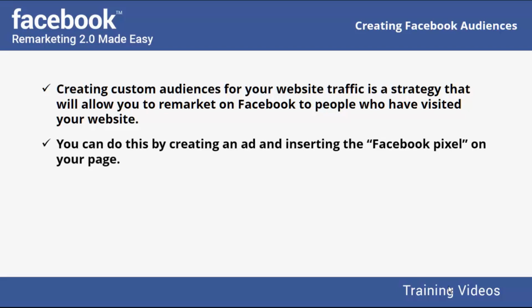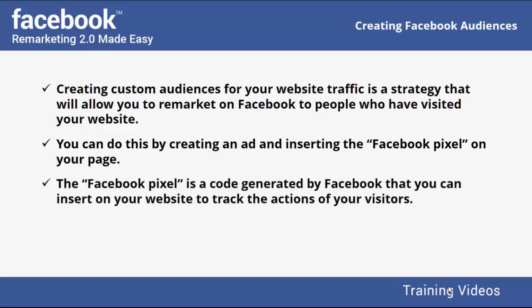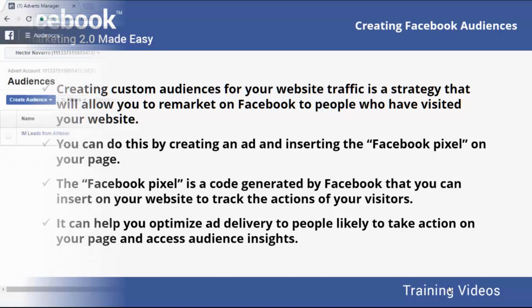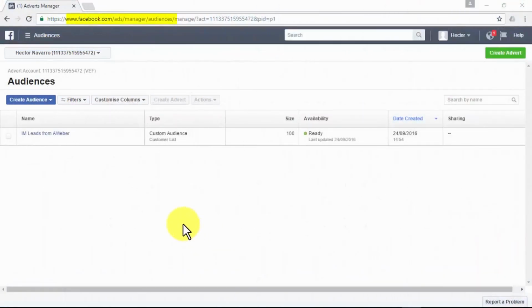You can do this by creating an ad and inserting the Facebook pixel on your page. The Facebook pixel is a code generated by Facebook that you can insert on your website to track the actions of your visitors. It can help you optimize ad delivery to people likely to take action on your page and access audience insights.